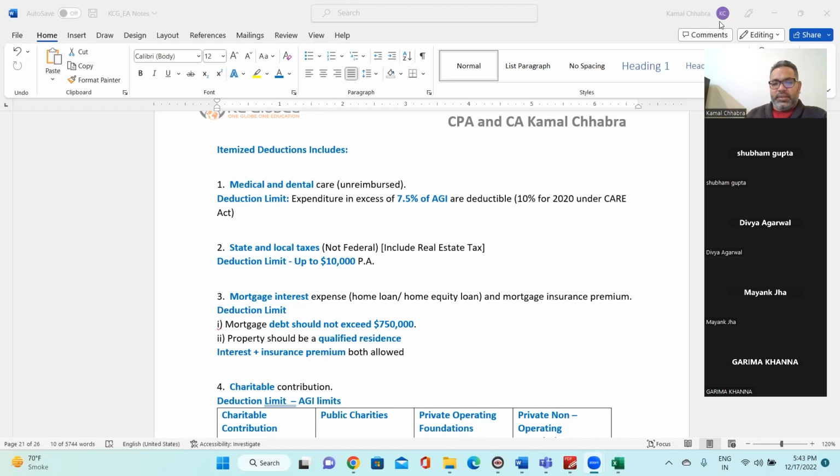Right. The second itemized deduction is state and local taxes, including real estate tax. This is to the state government or to the local government, which is city government or municipality government. So any taxes you are paying to the state government, municipal government, or city government, up to $10,000 is allowed as an itemized deduction. So if you are paying more than $10,000, then a maximum of $10,000 is allowed.